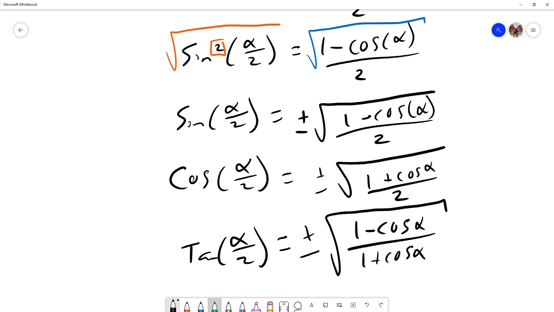I think we'll make a nice green box around our facts. Here we go.